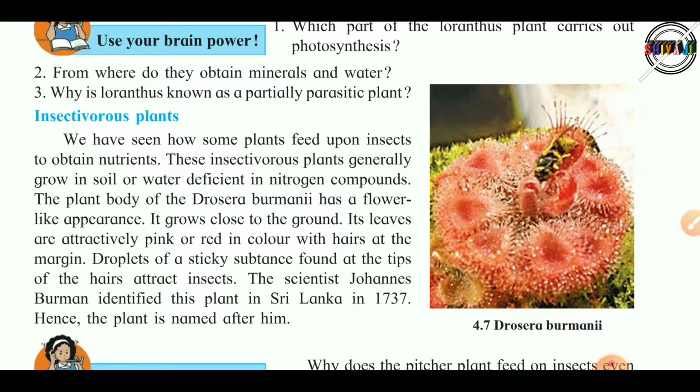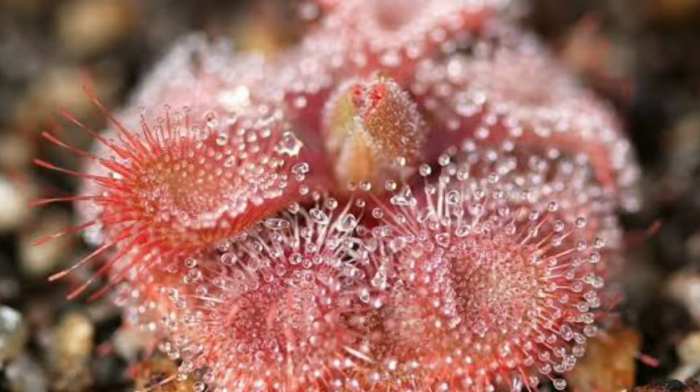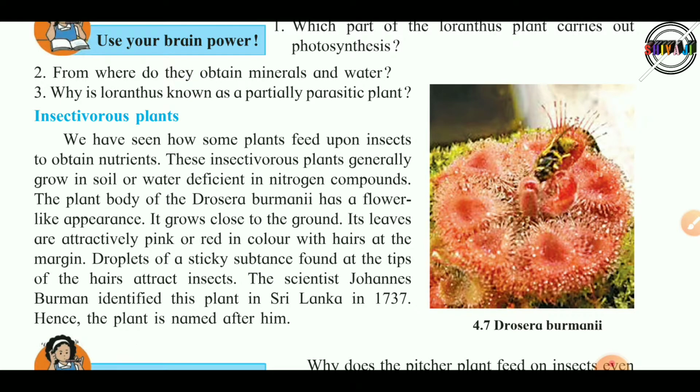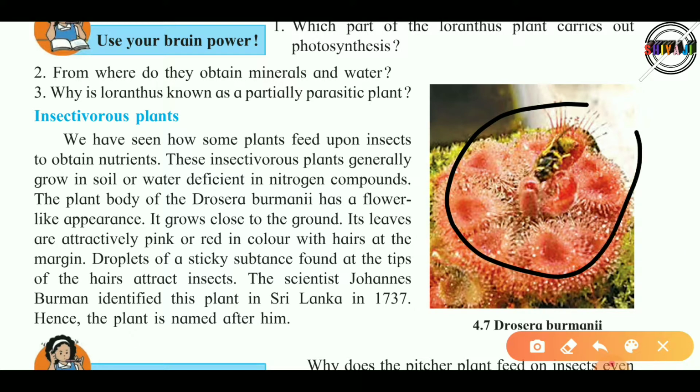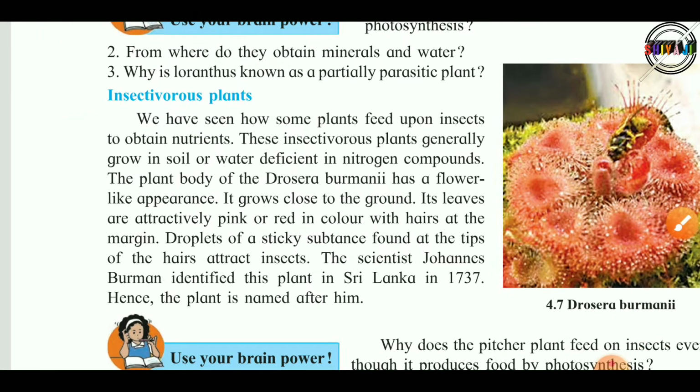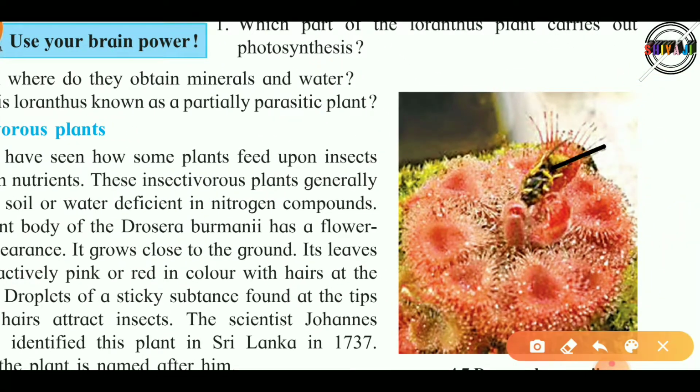The plant body of the Drosera burmannii has a flower-like appearance. It grows close to the ground. Its leaves are attractively pink or red in color with hairs at the margin. Here you can see the Drosera burmannii, with its attractive red or pink color, and a small insect that the plant is going to eat.